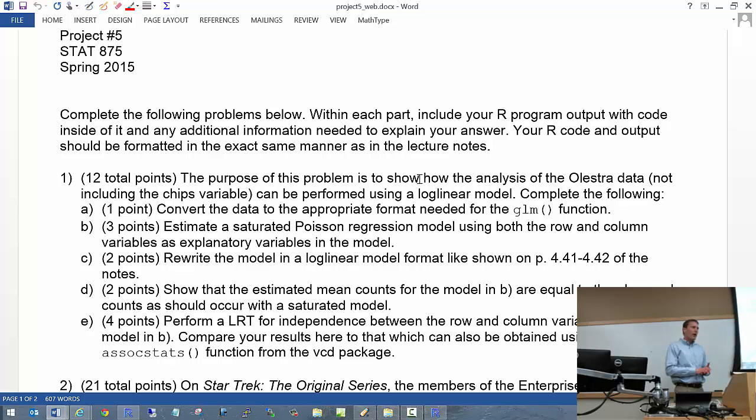So problem number 1 deals with the Lystra data again. I'm sure after taking this class, you're probably very interested in what is a Lystra, and probably want to actually maybe even try it.